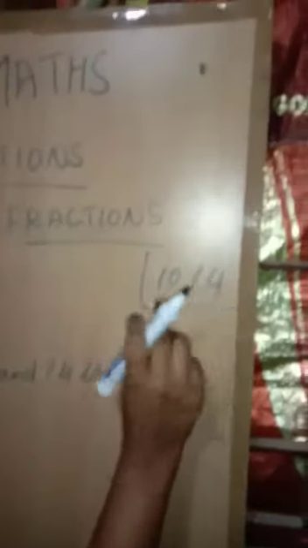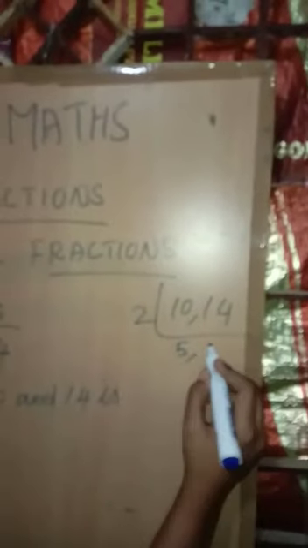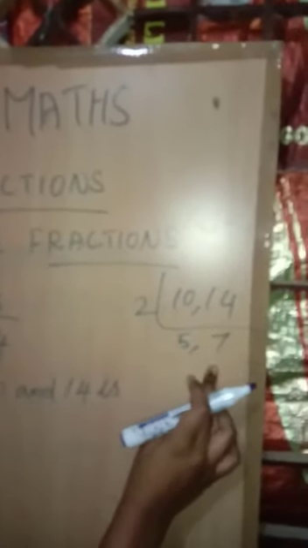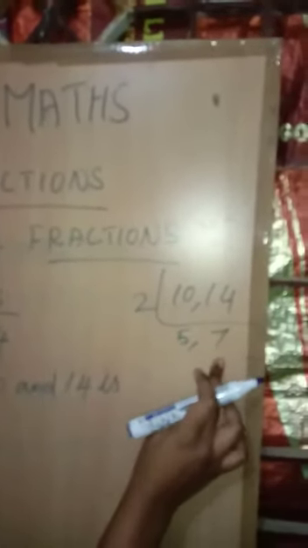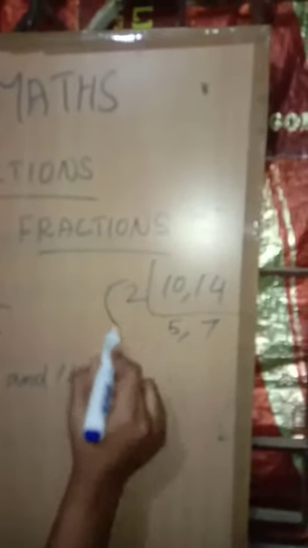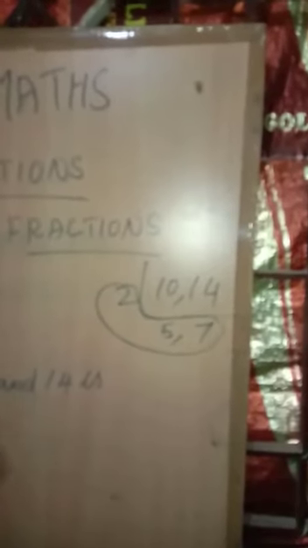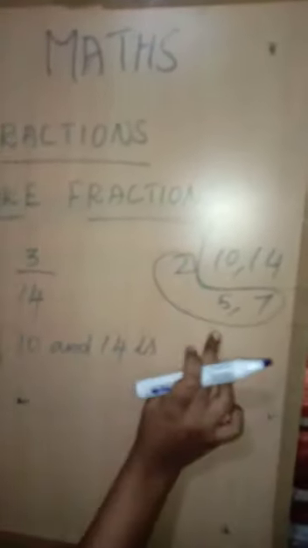So the LCM of 10 and 14 is, see here, 10 and 14, both numbers I have written. Both the numbers are divisible by what number? Very good, 2. How many 2s are 10? 5 2s are 10. How many 2s are 14? 7 2s are 14. Hereafter can you divide both numbers by the same number except 1? No. So in that case, just multiply all these three numbers. This is the LCM value for these two denominators. I hope you understood how you have to find the LCM.